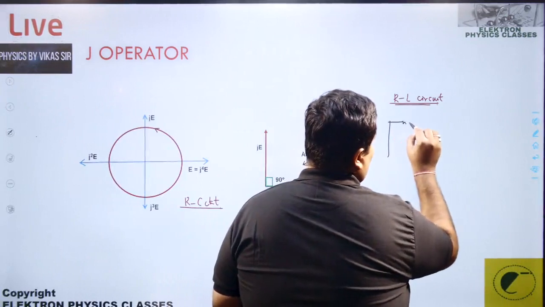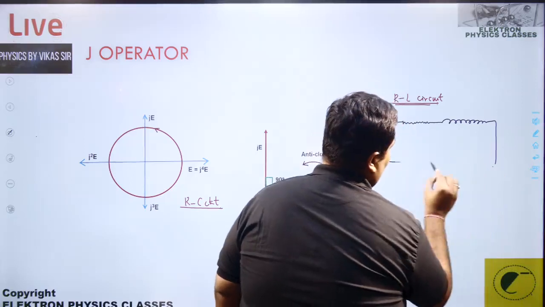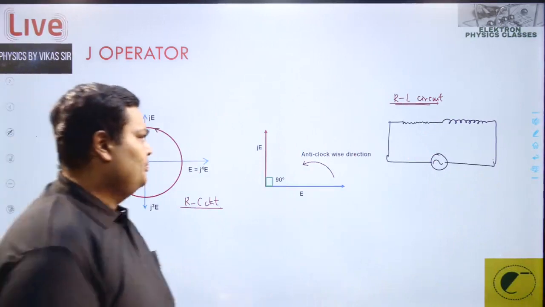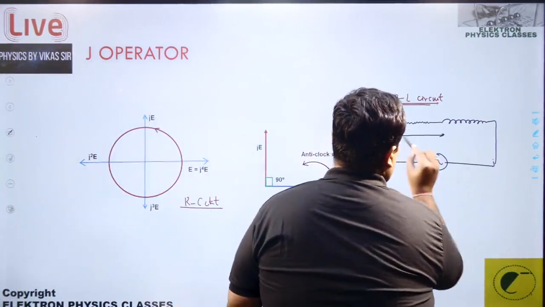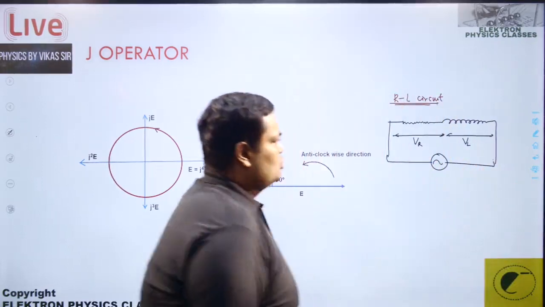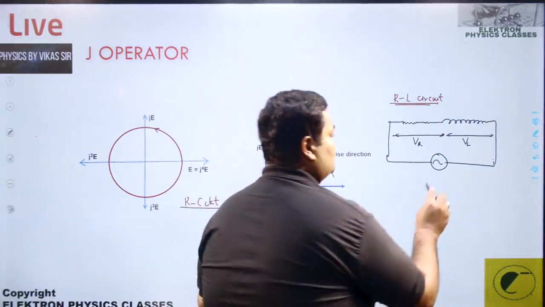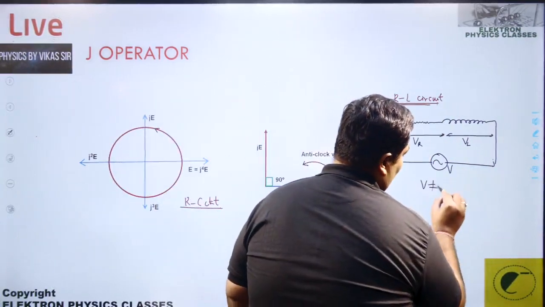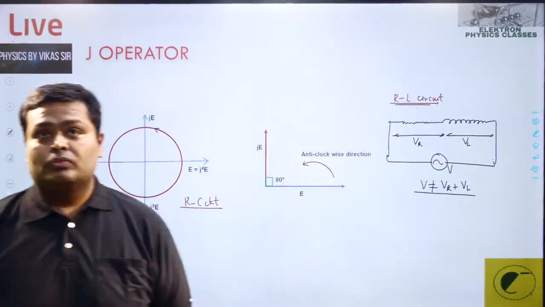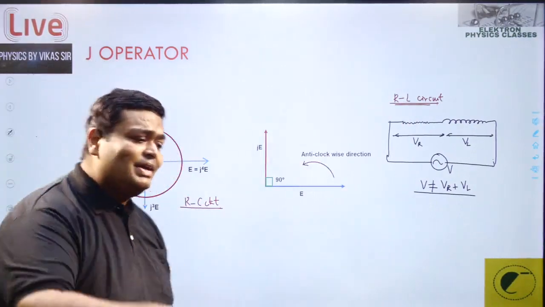So there is a resistance and there is an inductance connected to the circuit. Correct? And now what happens? This is having a voltage of VR, and this is having a voltage of VL. So what is the net voltage? And we were in a fix that we cannot use V equal to VR plus VL. V cannot be equal to VR plus VL, and we were searching for the reason why we cannot write like this. Reason: because VR and VL are not in phase.